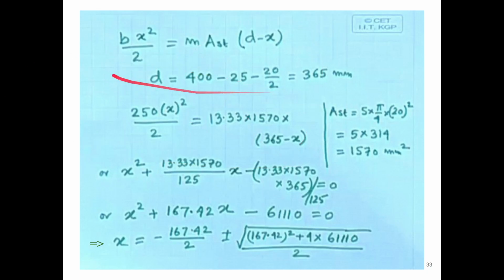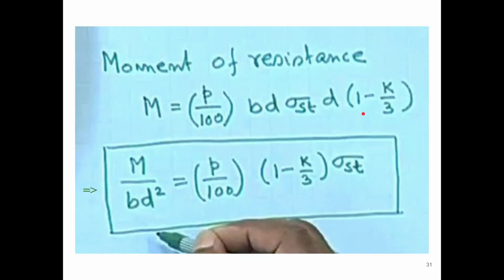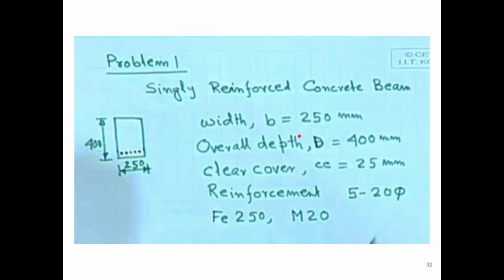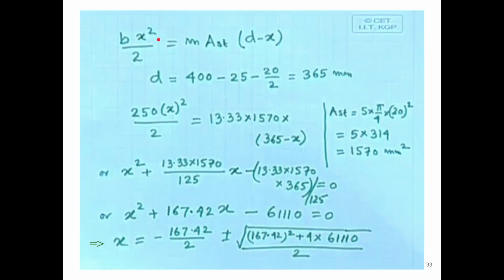Initially, that is equating the tensile and compression moments. So what we did just here, as I told you, is equating the compression and tensile moments about the neutral axis. So that is bx square by 2 equal to mast into d minus x.